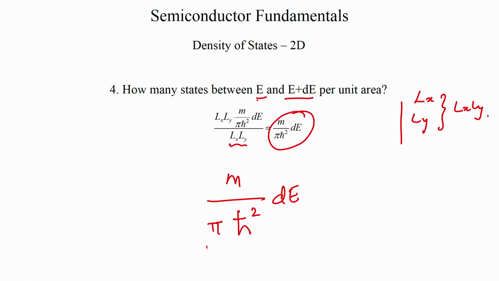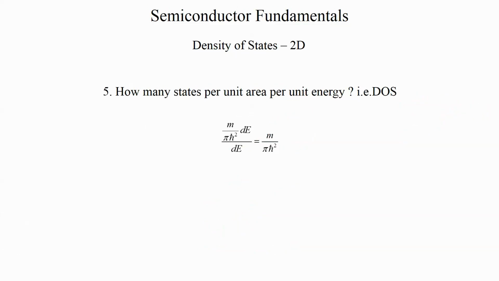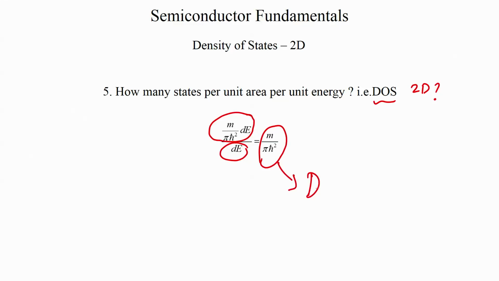So there are these many states present between E and E plus dE per unit area. And how many states in the 2D material per unit area per unit energy, which is the density of states for a 2D material? The answer is m by pi h bar square dE divided by dE, which is m by pi h bar square. So there are these many states per unit energy per unit area in a 2D material.